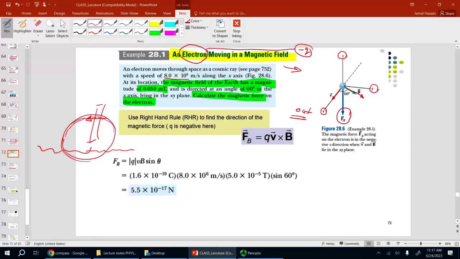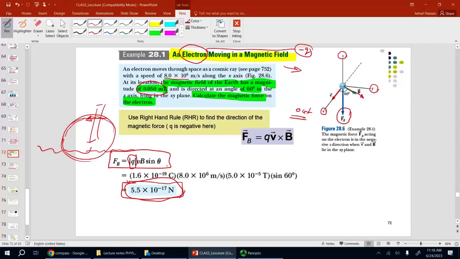So the question is, let's calculate the magnetic force. F is equal to qvB sine theta. For the magnitude, we don't care if the q is positive or negative. We take the absolute value. So the force is equal to this value. Although the magnetic field of Earth is very, very small, it actually creates a force enough to deflect the electron from its straight path.